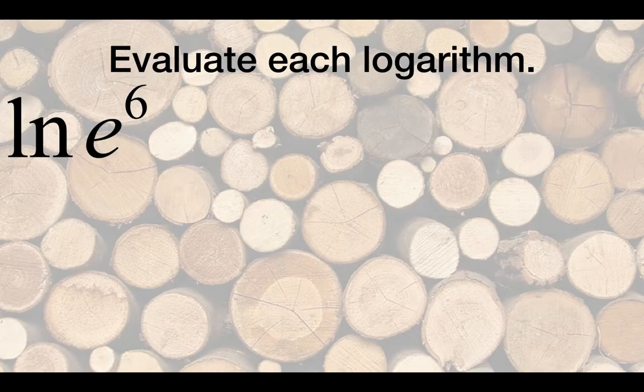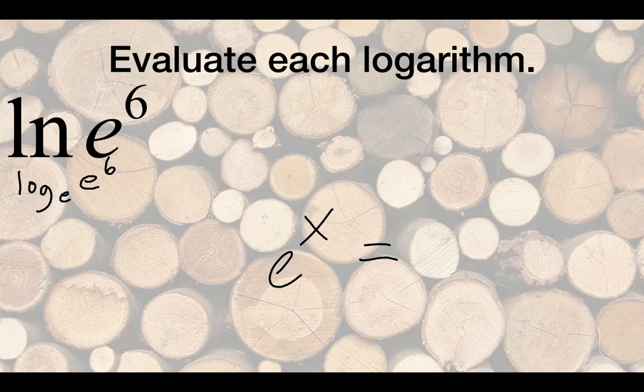And finally, we have ln e to the 6. So remember, this is really log base e of e to the 6. So in this case, what we know is it would be e to the x, that's what we did every other time, is equal to e to the 6th. Now, I don't know what e to the 6th power is, but I don't need to, because I know that x is going to be the same as whatever power I'm raising e to, so x equals 6.